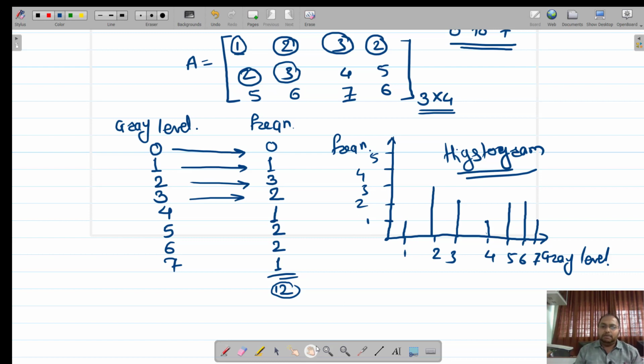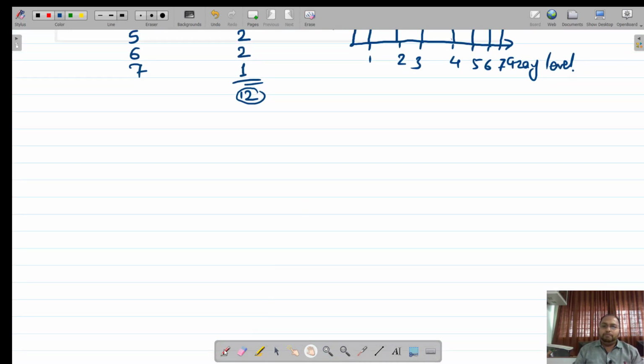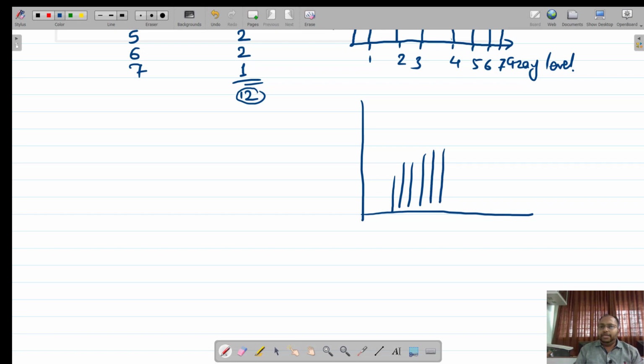Sometimes this histogram may be converged very close or very near to each other, and the rest will have some distribution like this. We need to go for histogram processing or equalization so that we can evenly distribute all these gray level intensities over all the ranges of the gray level intensities. So for that purpose we are going to go for equalization of the histogram.